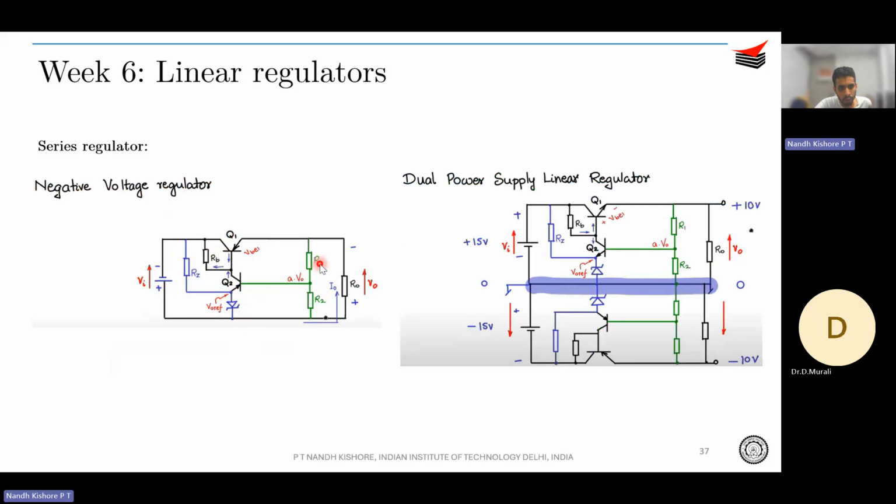So once you have both the positive and the negative voltage regulators, you can combine both of them on the same rail, that is the 0 point or the ground point. And with respect to that, you can have both a plus and a minus. Okay, so if you have plus 15, minus 15, you can get plus 10, minus 10 by using these regulators. And these are very commonly used in ICs nowadays. Okay, all of this is integrated monolithically within an IC. Okay, so you can get a dual power supply linear regulator.